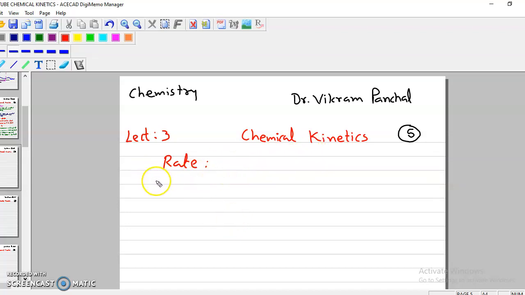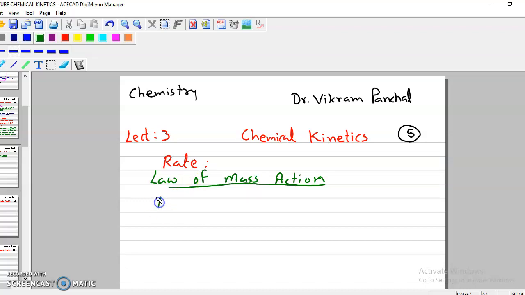Okay, in this lecture I'll discuss the law of mass action and Le Chatelier's principle. So let us start with the law of mass action. This was given by two Norwegian scientists, Guldberg and Waage, in 1864. Okay, but this is a very important law.